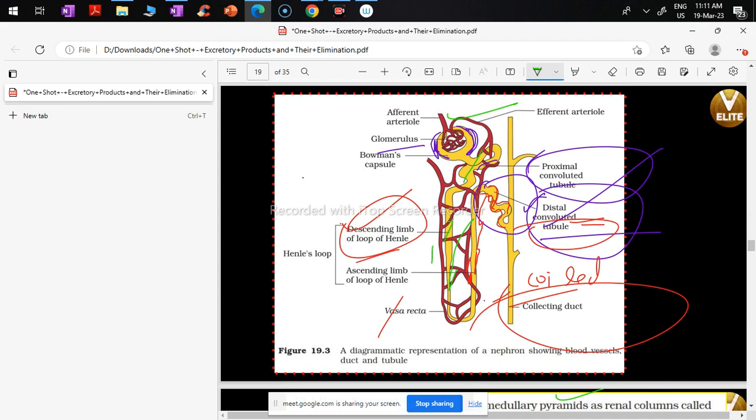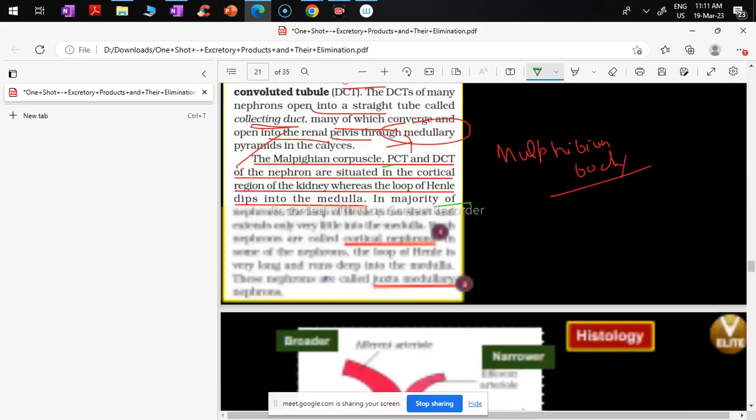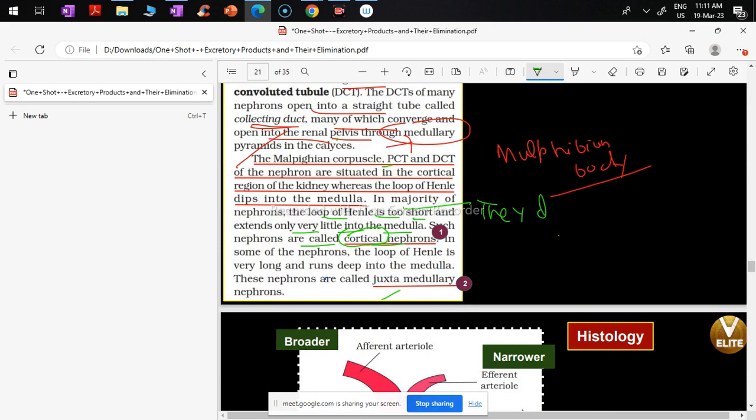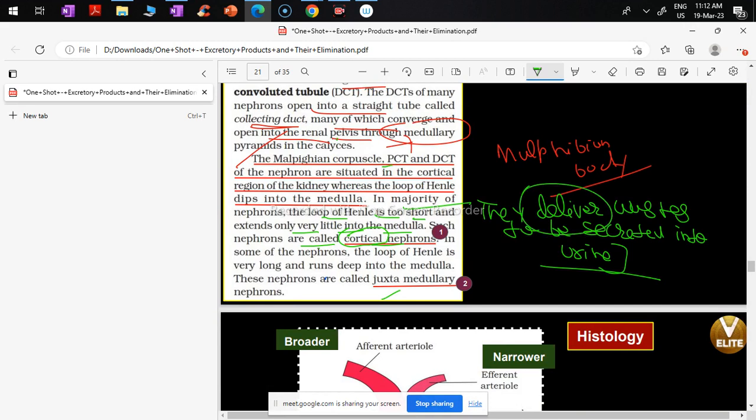Now, what is the function of our peritubular capillaries? As I told you, they are tiny blood vessels in our kidneys, and they deliver wastes to be secreted into the urine. They deliver the waste. They deliver wastes which are to be secreted in the urine. Miss, what delivers the waste? Peritubular capillaries.